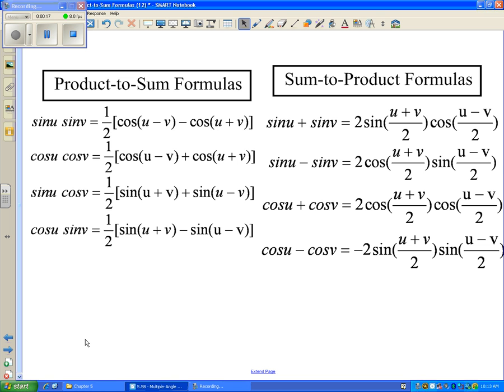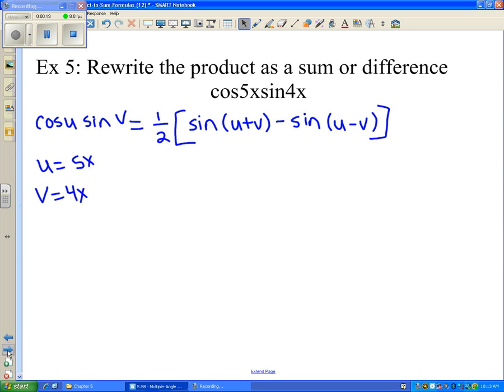Let's go ahead and look at our first example. It asks us to rewrite the product. This is a product, and we want to write it as a sum or a difference. We are going from product to sum, and we have cosine and sine.